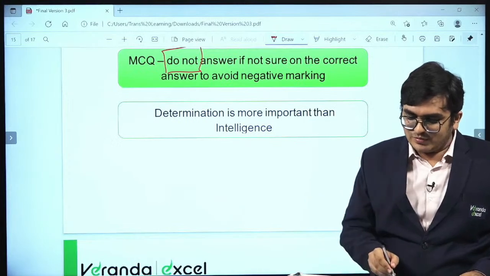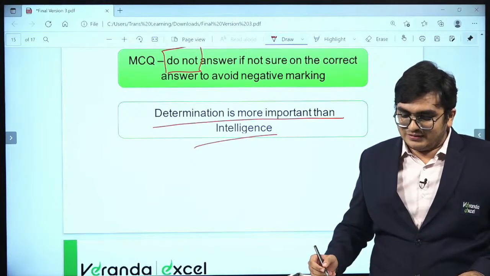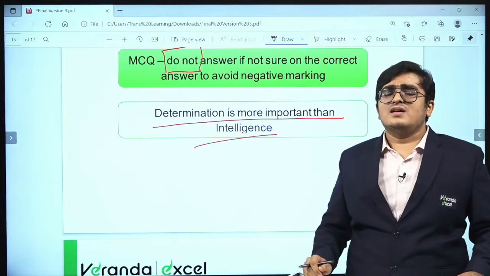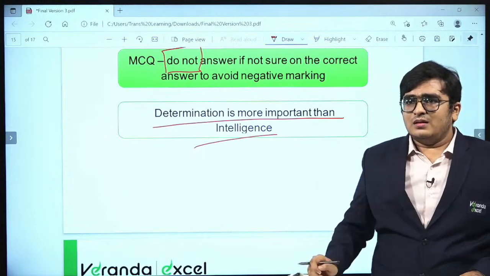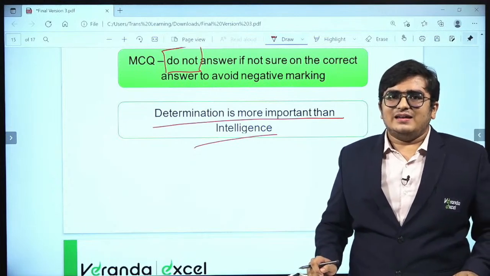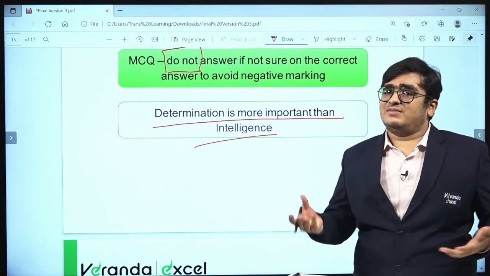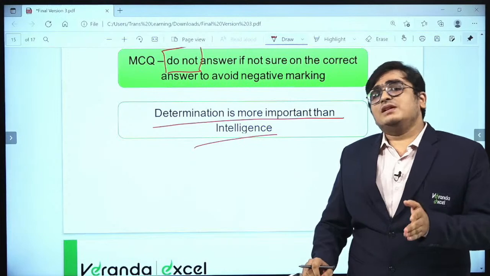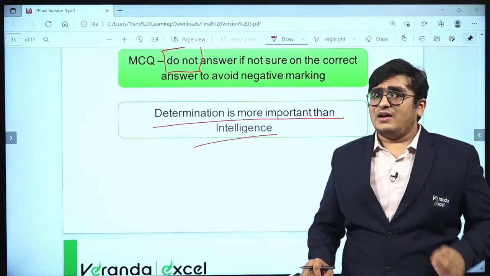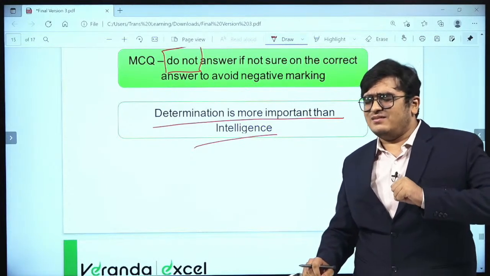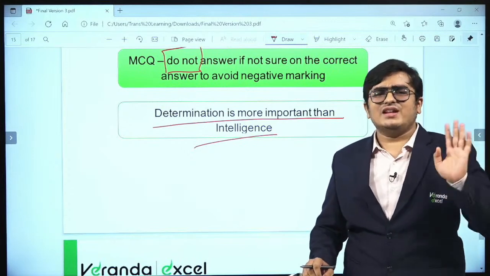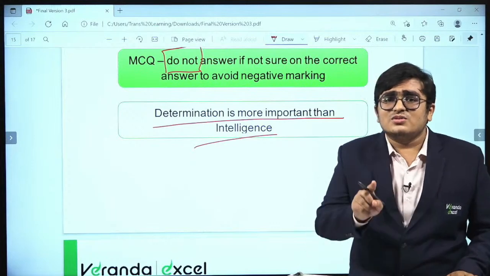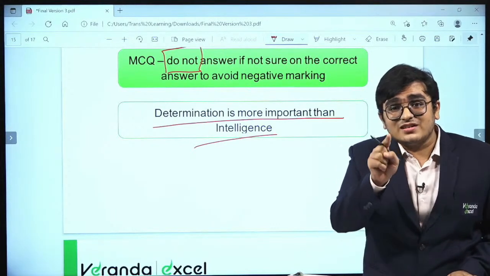And then determination is more important than intelligence. This is the mantra to clear this course. Believe me, I am an average student. I didn't score any rank during my school days, but I was determined that I will complete this course, and I did. I have seen so many people who are very intelligent, but they could not make it. Why? What is the reason? This course doesn't test your intelligence, it tests your determination.